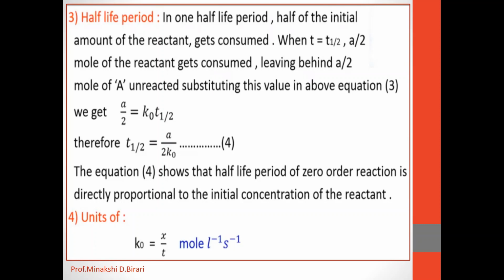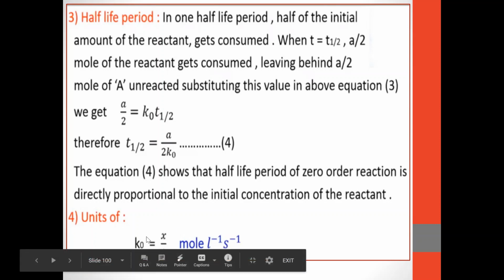Now the next, fourth one, that is units of zero order reaction. We have the equation x upon t is equal to K0. From this equation we can find out the unit. K0 has the unit of concentration per time, that is mole per liter per second. Here the concentration is expressed in mole per liter, and time t is expressed in seconds.